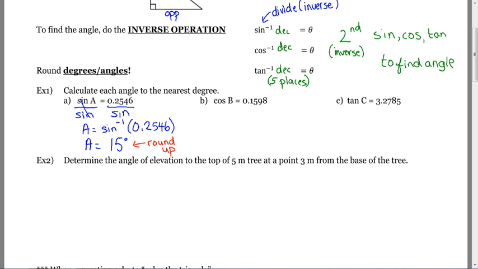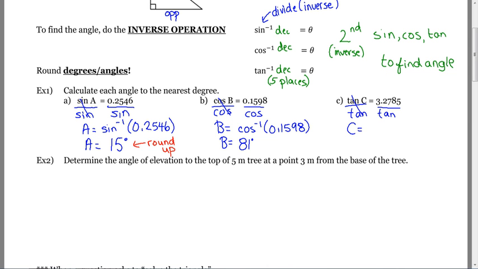Okay, again for cos, same thing. We divide by cos. B equals, we can't divide by cos on the calculator, we do second cos or cos to negative 1. So then therefore B would equal 81 degrees. Last one, C, same thing, divide by tan. C equals tan to negative 1 of 3.2785.